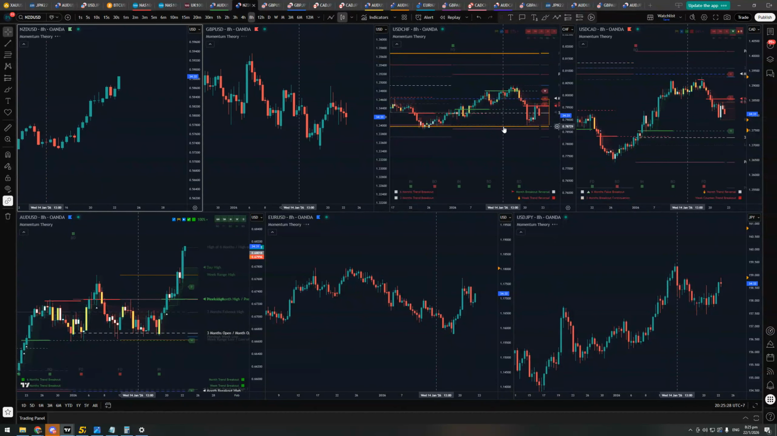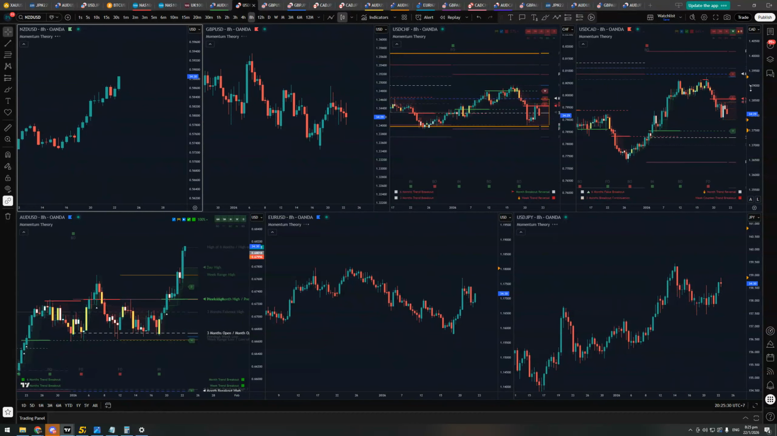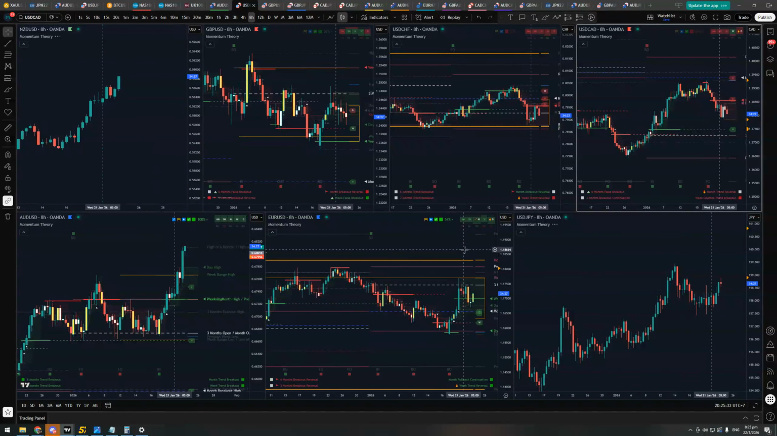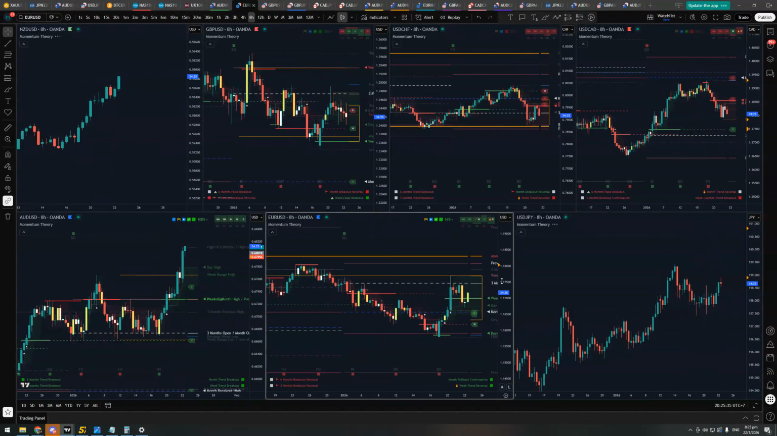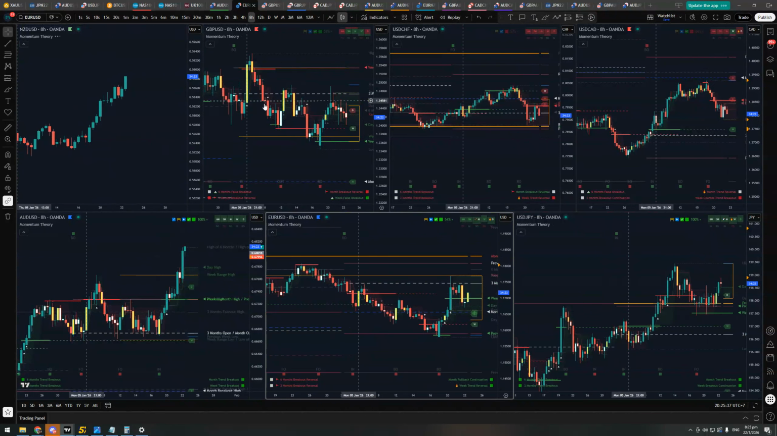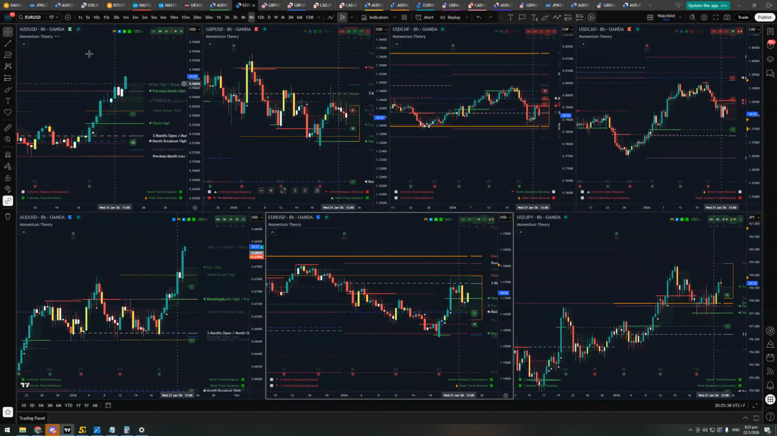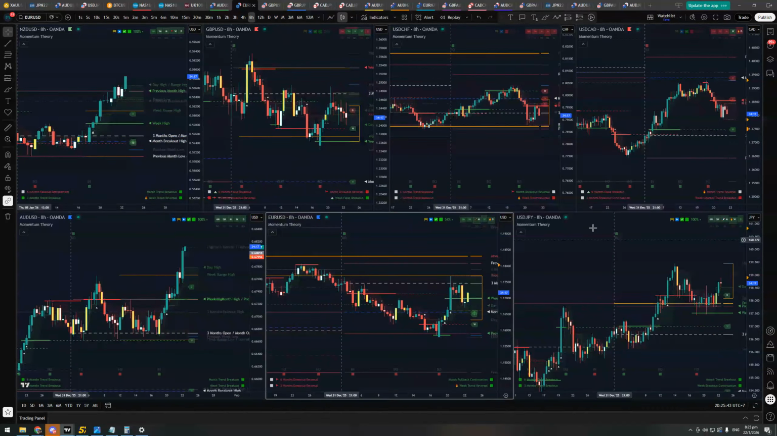So let's see which ones are lighting up. I'll have a quick look right now, but I do check once it's confirmed. I always want to trade confirmed bars. Okay, so currently we have NZD USD, Aussie USD, and UJ.